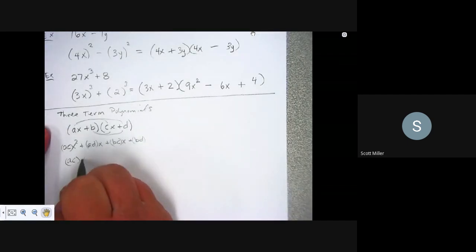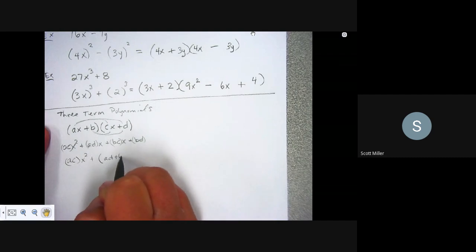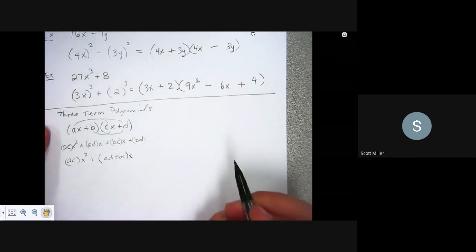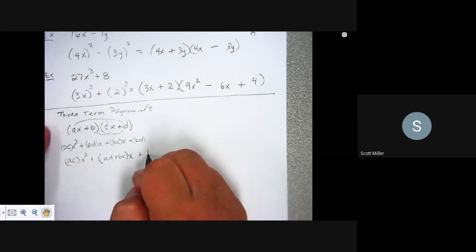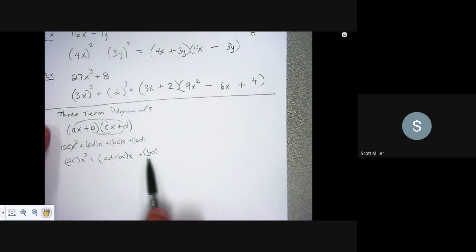So ACx squared, and this comes out to be AD plus BC, and then the x here. And the last term is BD. So you can see that I have three terms. 1, 2, and 3.